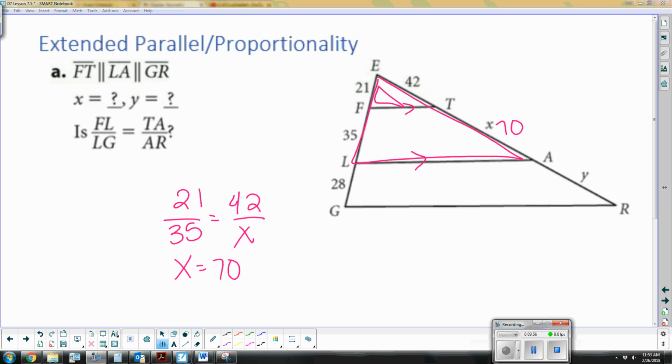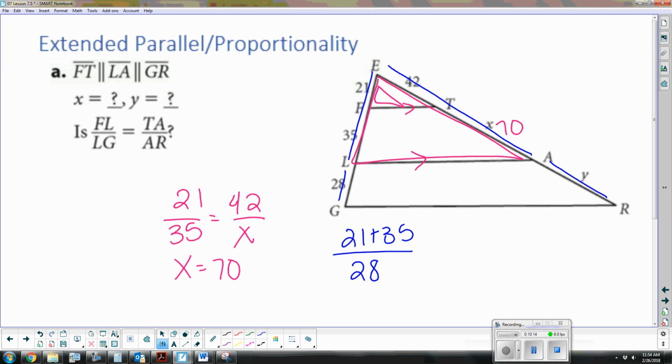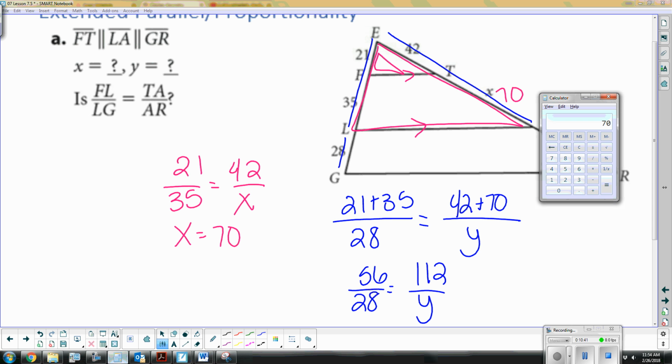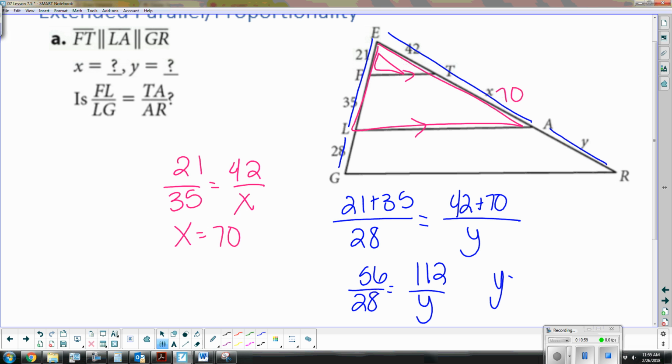Now, without another conjecture, we're going to look at this whole side and this side, and then this whole side to this side. So we're going to look at 21 plus 35. We already know that ratio over 28 is going to be equivalent to 42 plus 70 to y. So that's 56 to 28 is equal to 112 to y. So in order to solve for y, 28 times 112 divided by 56, so our y is 56.